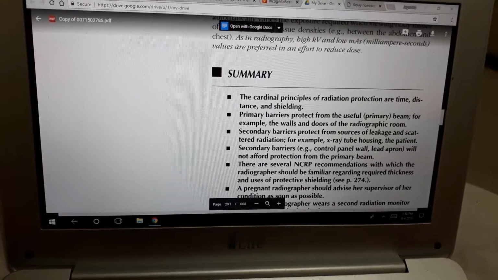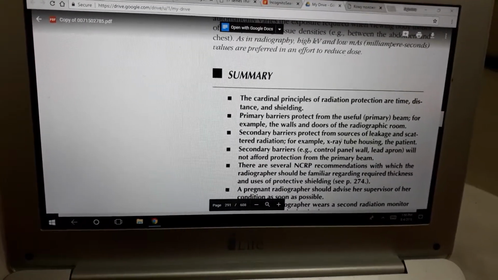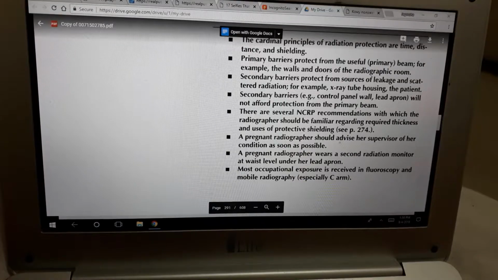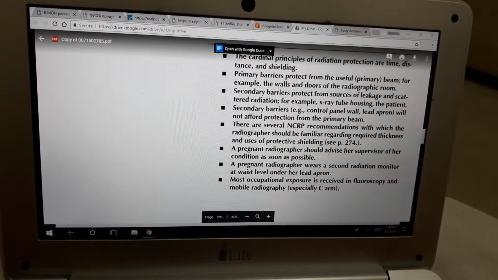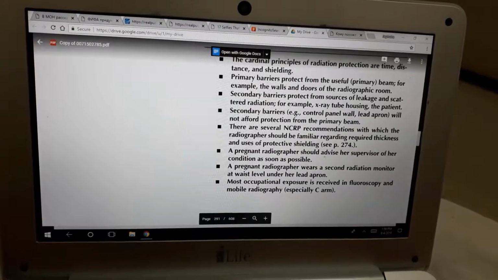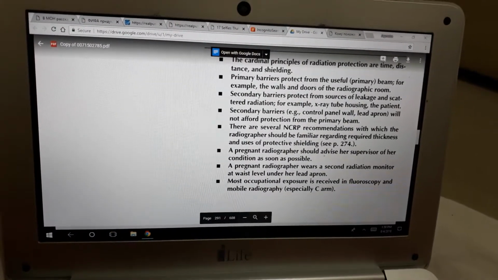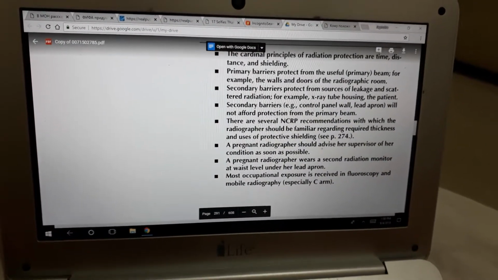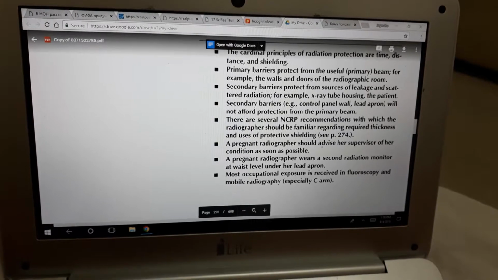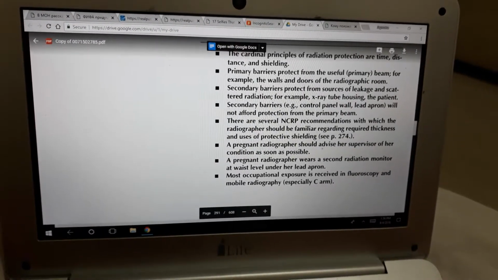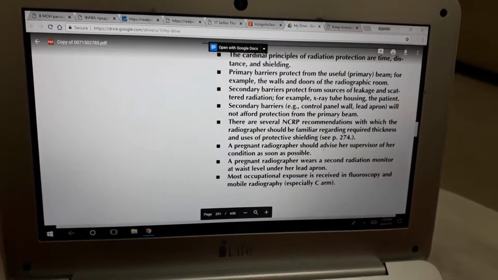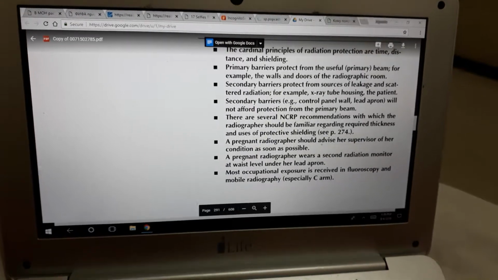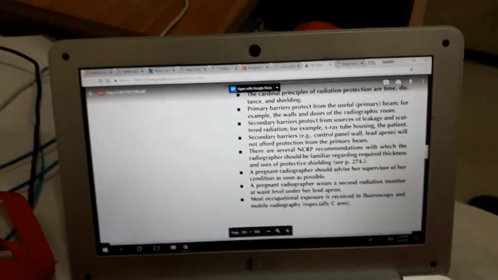There are several NCRP recommendations with which the radiographer should be familiar regarding the required thickness and use of protective shielding. The pregnant radiographer should inform her supervisor of her condition as soon as possible. The pregnant radiographer wears a second radiation monitor at waist level under the lead apron. The most occupational exposure is received in fluoroscopy and mobile X-ray radiography.